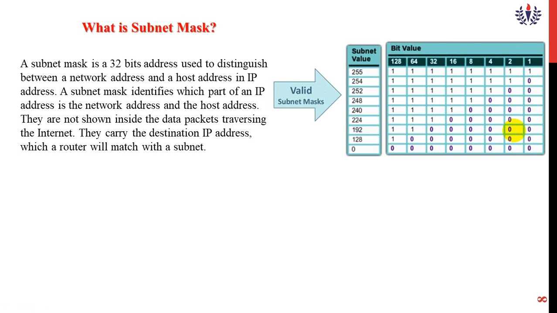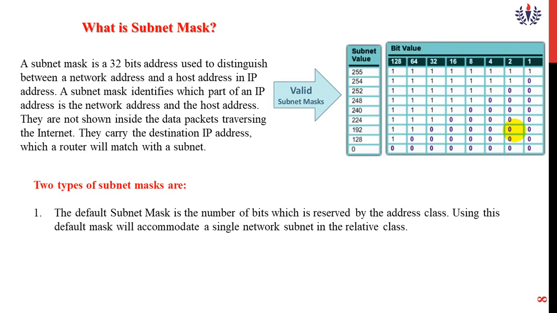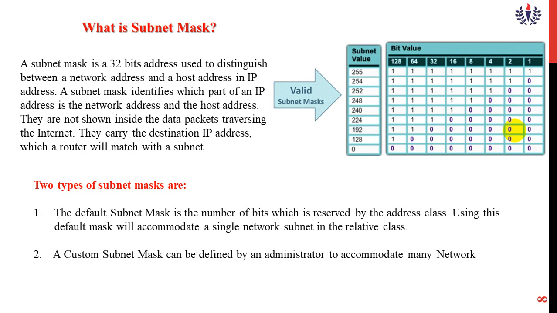Subnet masks are not shown inside the data packets transferring over the internet. The packets carry the destination IP addresses, which a router will match with a subnet. There are two subnet masks. The first one is the default subnet mask, which is a number of bits reserved by the address class. Using this default mask will accommodate a single network subnet in a relative class. The second one is a custom subnet mask, which can be defined by an administrator to accommodate any network.